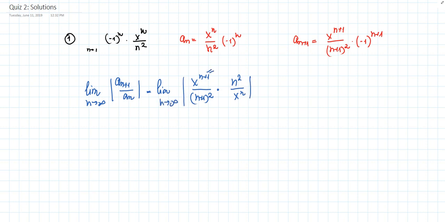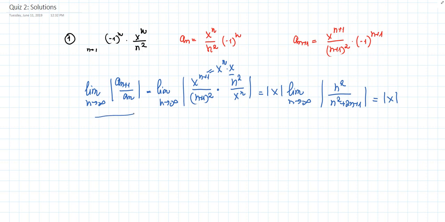Please note that x to the power of n plus 1 can be written as x to the power of n multiplied by x, right? And we can cancel x to the power of n in the numerator and x to the power of n in the denominator. What we'll have is simply the absolute value of x, right? I took one x outside the limit, multiplied by the limit when n goes to infinity of n squared divided by (n plus 1) squared, right? So this limit is equal to 1 when n goes to infinity. That is why what is left is simply the absolute value of x.